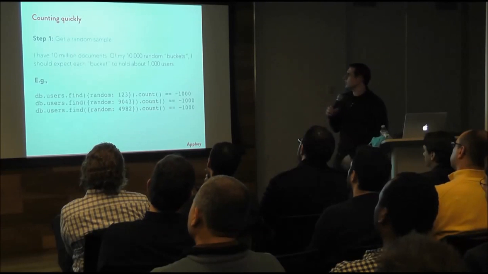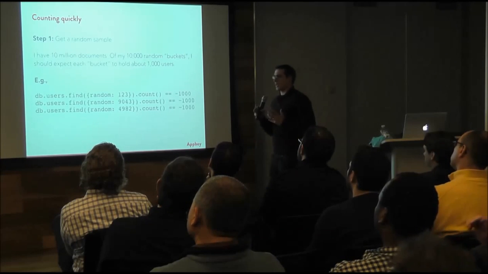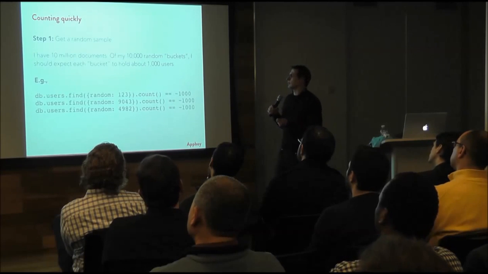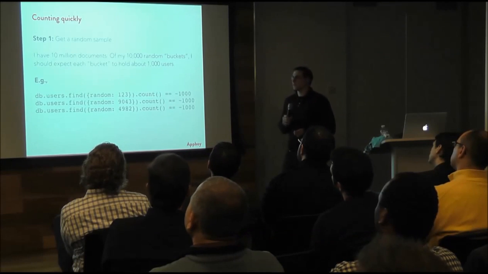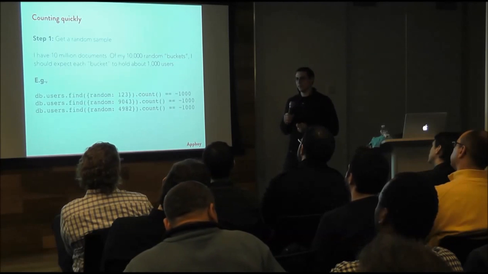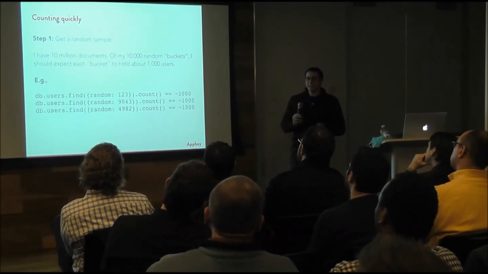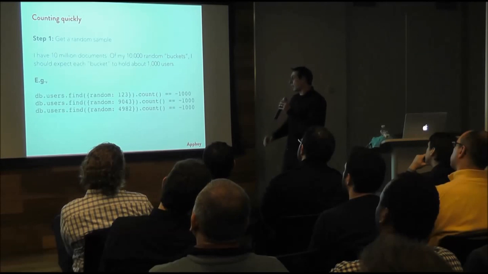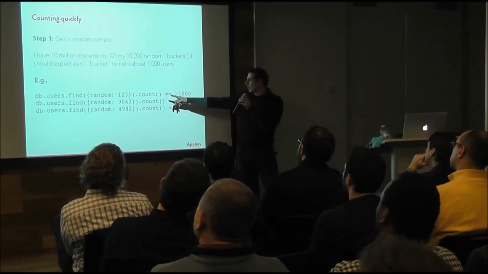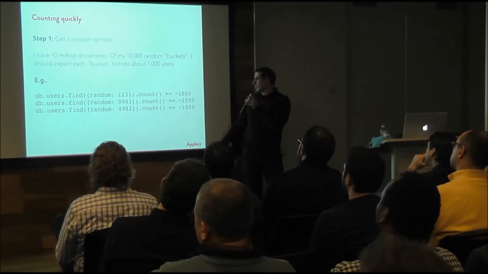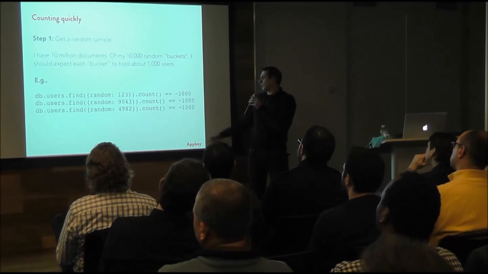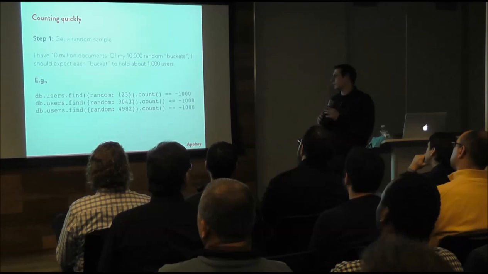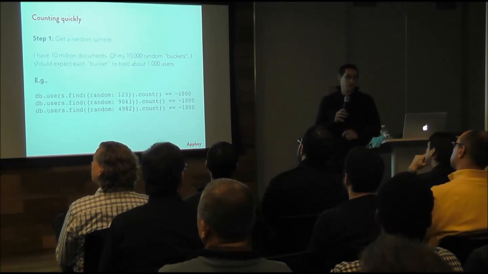So the first step is to get my random sample, just like the news networks do, when they call up random people and ask them questions. I want to do something similar. So I've got 10 million documents, and I have 10,000 random buckets. What I would expect is that each bucket should hold about 1,000 users. So if I look at all the users who have the number 1, 2, 3, it should be about 1,000. All the users who have 9,000 should be about 1,000. 5, 6, 7 should be about 1,000. Any number you pick between 0 and 9,999, you'd expect there to be about 1,000 users in there.